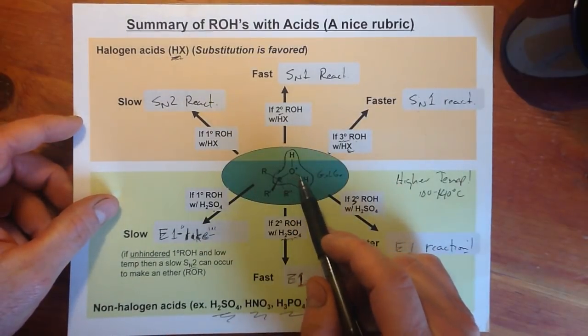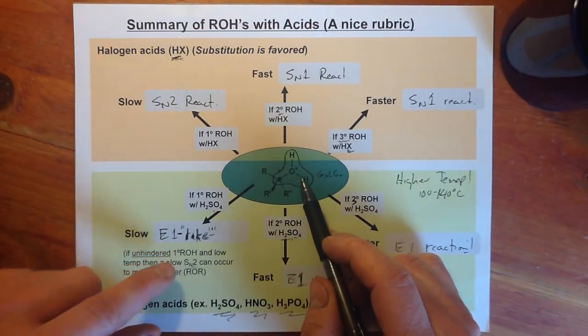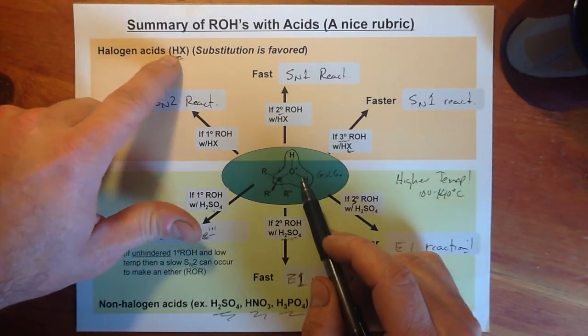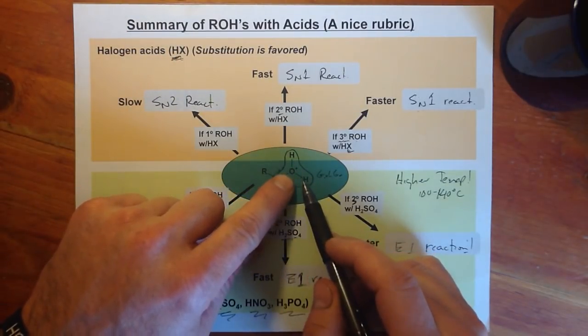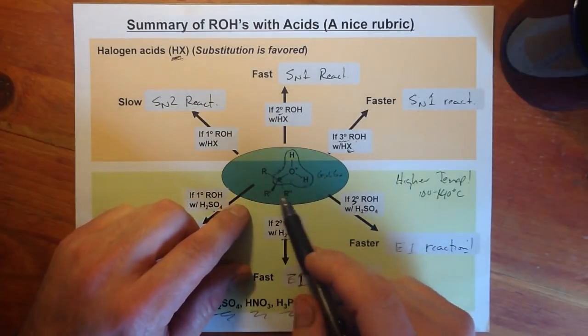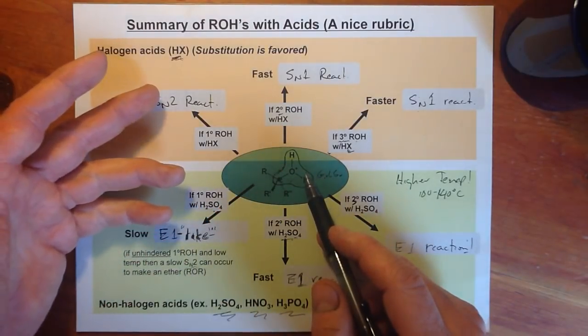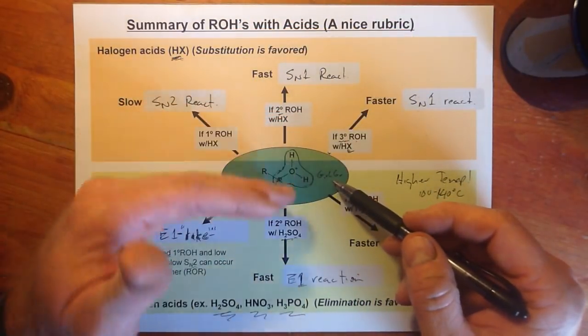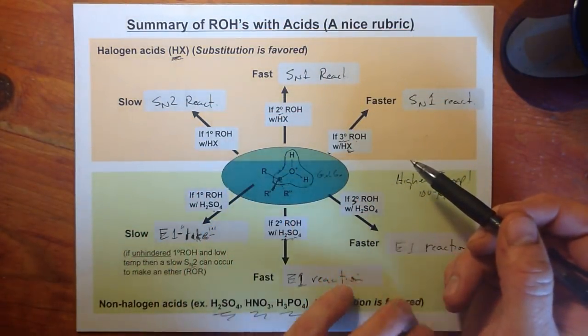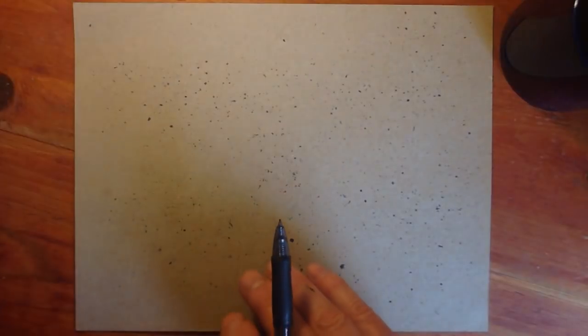If we have an alcohol in acid, either hydrochloric, hydrobromic, or whatever, or in sulfuric, we protonate the oxygen in the OH, getting us to this center point, and then we ask what kind of acid do we have. If it's halogen, we start thinking substitution. If it's non-halogen containing acid, we start thinking elimination. Hope that helps. Let's take an example.